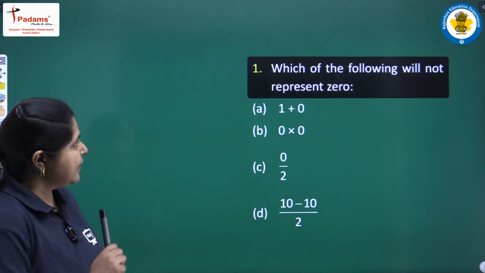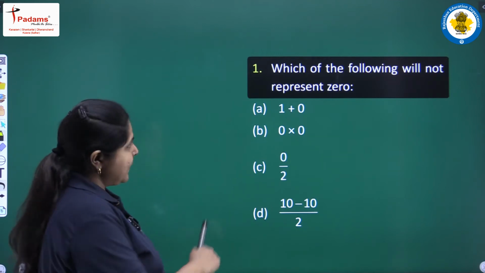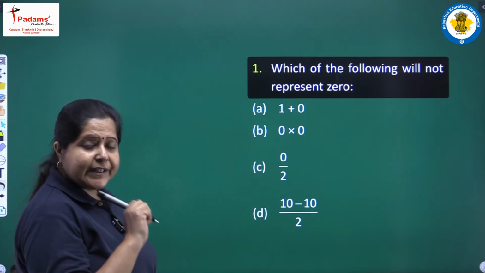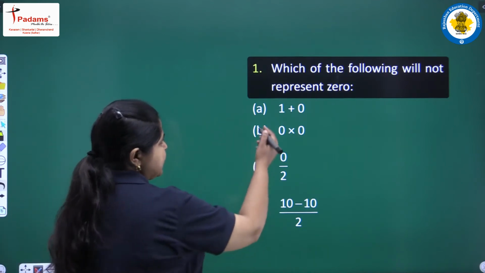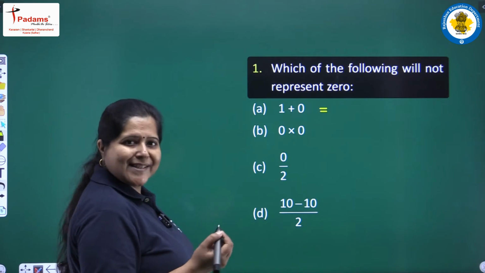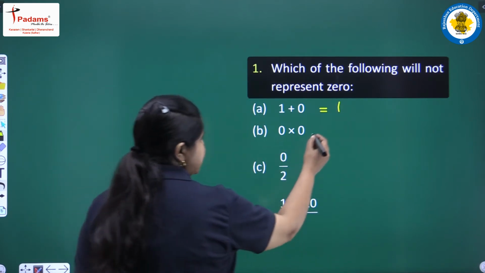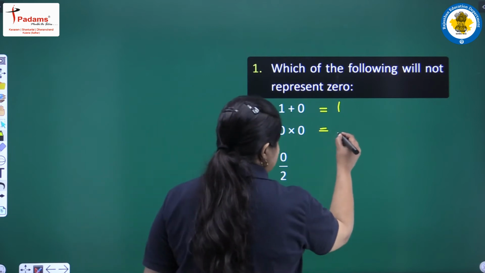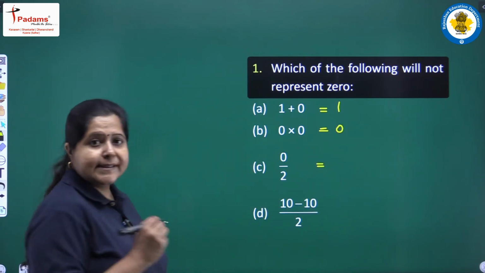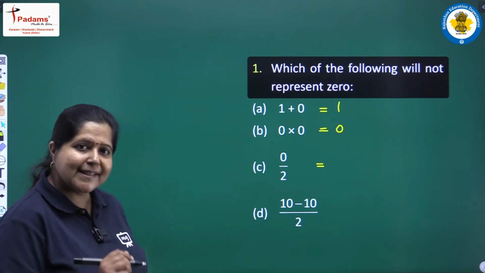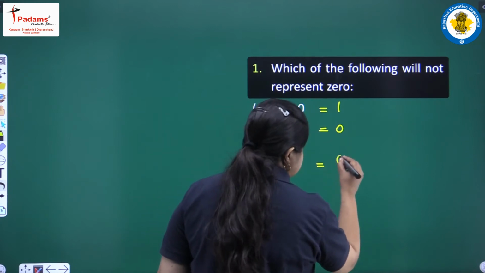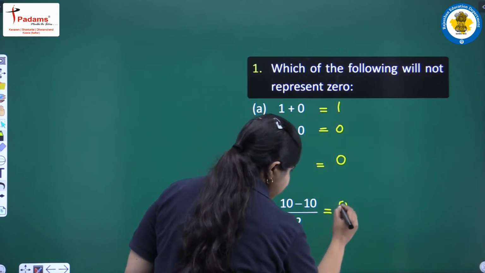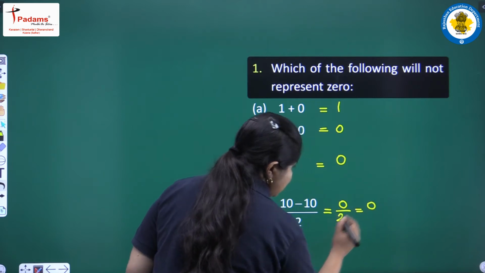The first question is, which of the following will not represent zero? Here we are having these four points. We will be solving each one of them separately and then we will see whether we are getting a zero or not. We take up the first one. Clearly 1 plus 0 is 1, we know this. Then 0 into 0. Obviously multiplying any number by 0 we get a 0. So it will be equal to 0. Again 0 divided by any number is always 0. Remember these few basic points. It will be 0 again and then 10 minus 10 upon 2. Again 10 minus 10 is 0 upon 2, it will be again equal to 0.